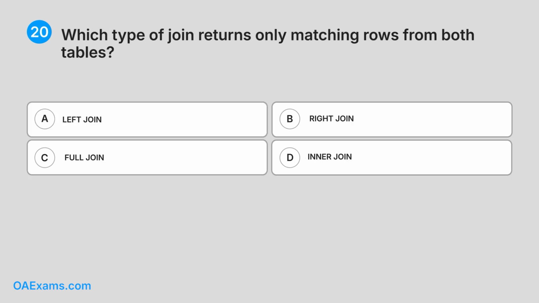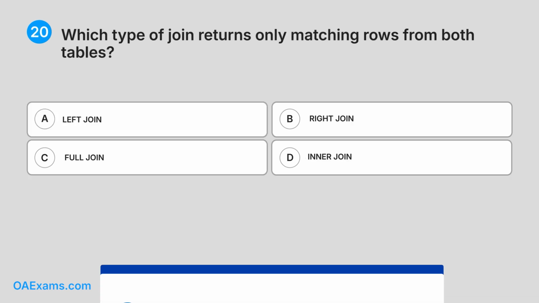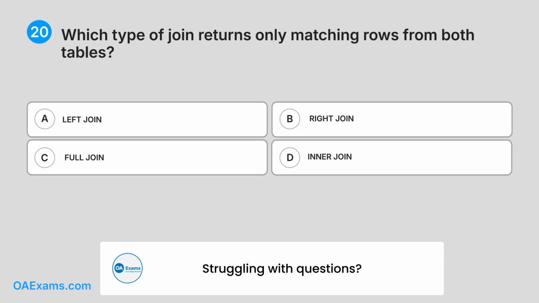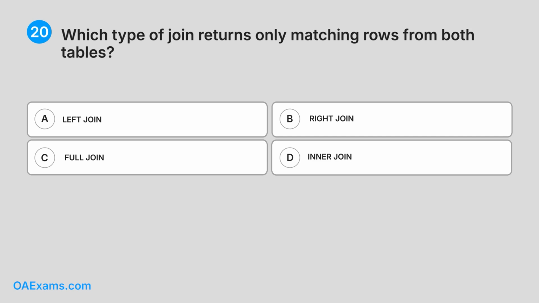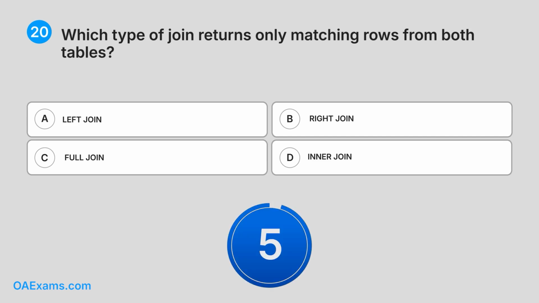20. Which type of join returns only matching rows from both tables? A. Left join. B. Right join. C. Full join. D. Inner join. Do you know the answer?